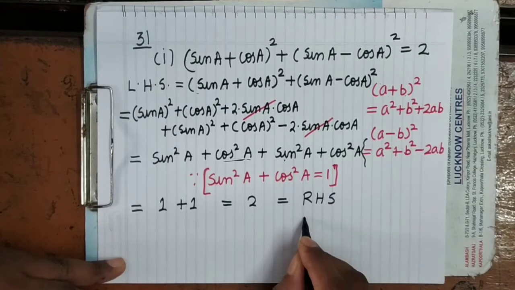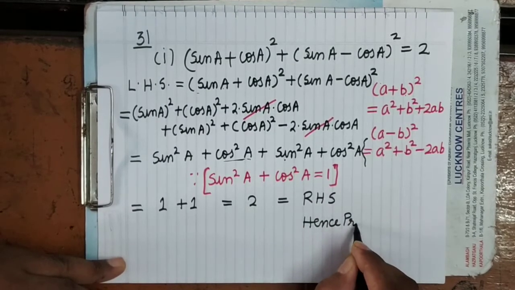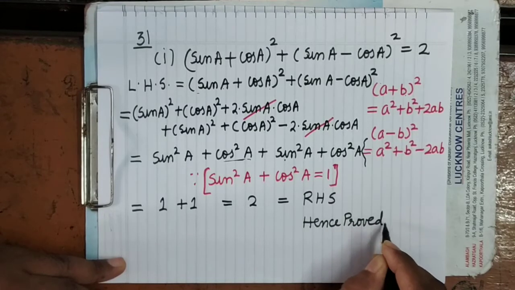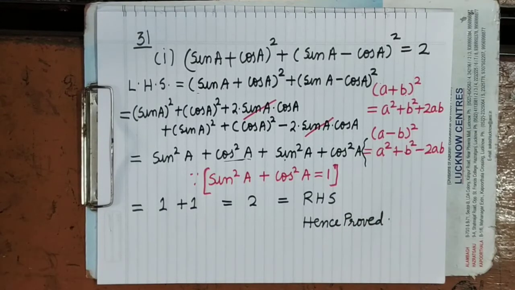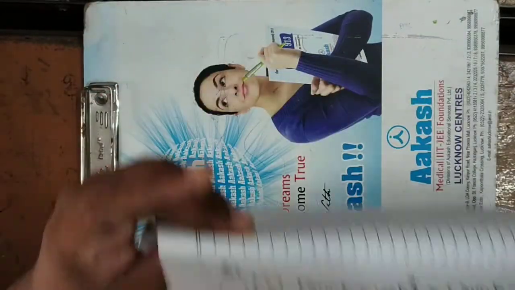And after every proving we write hence proved. Hence proved. This is the rule. After every proving, what will you write? Hence proved. It's clear? Now you can see the second part of this.